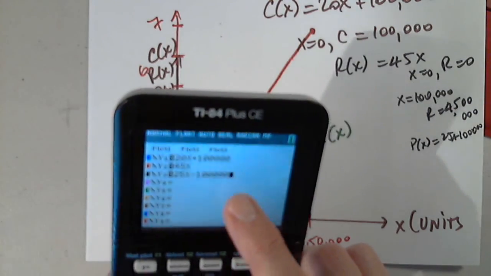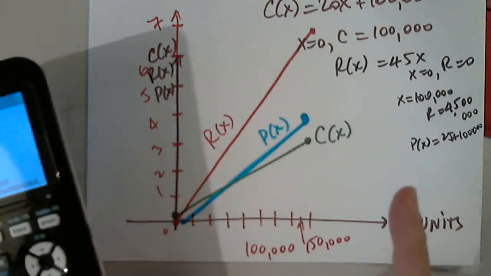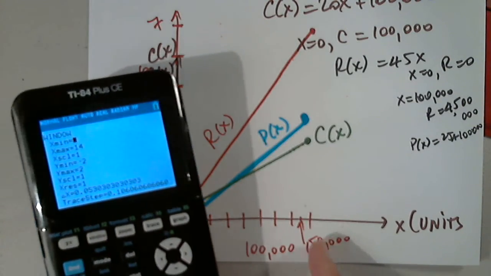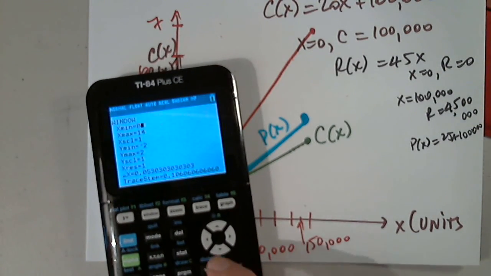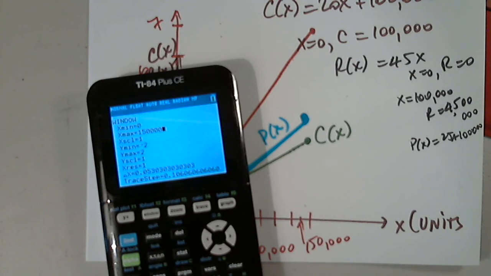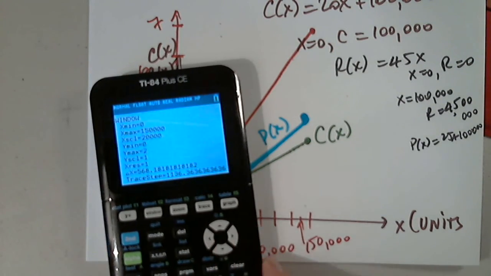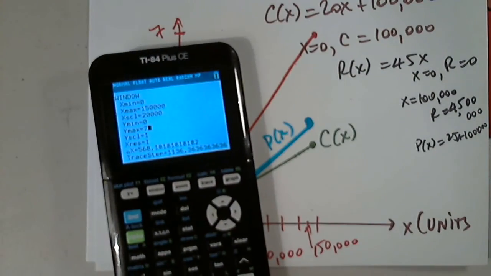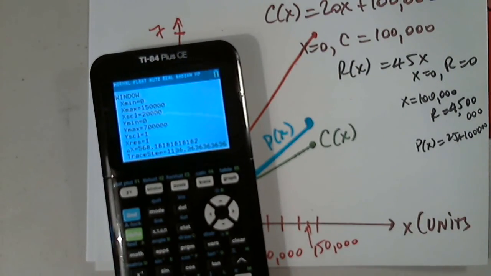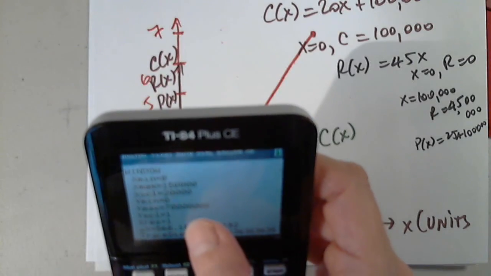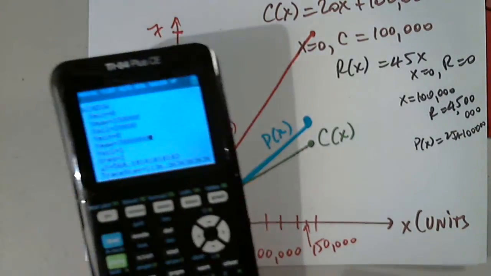We should make sure that I didn't put too many zeros. Now the viewing window from 0 to 150,000. With the scale, I put 20,000. Y minimum 0. Y maximum 7 million. Making sure that I have enough zeros. I do. And the scale 1 million.